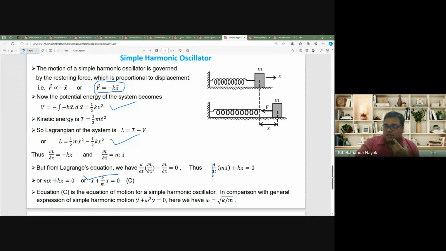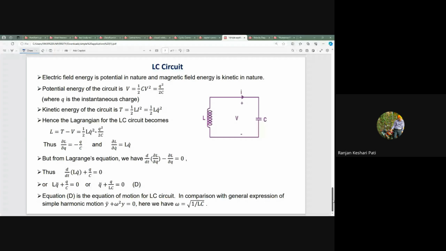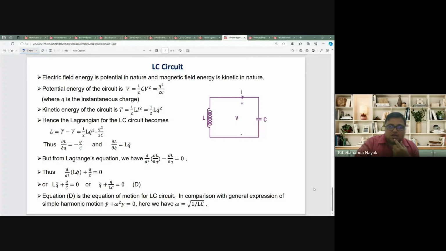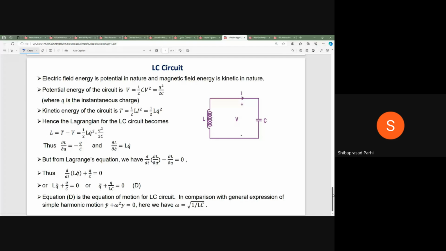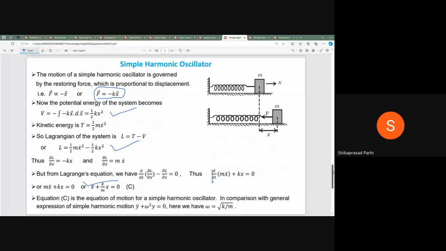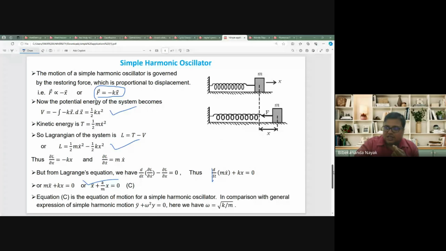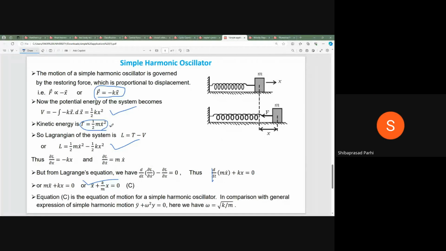And another example is an LC circuit. L is the inductor and C is the capacitor. A student asks: in the simple harmonic motion, what was the kinetic energy? Half m x dot square, only a single particle executing motion in the x direction. So half m x dot square. Kinetic energy is the same for all things. Okay, understood.